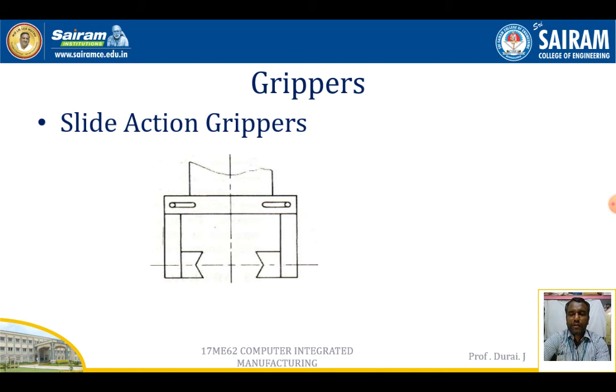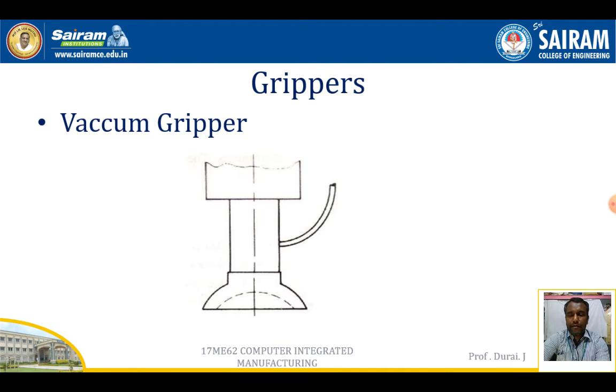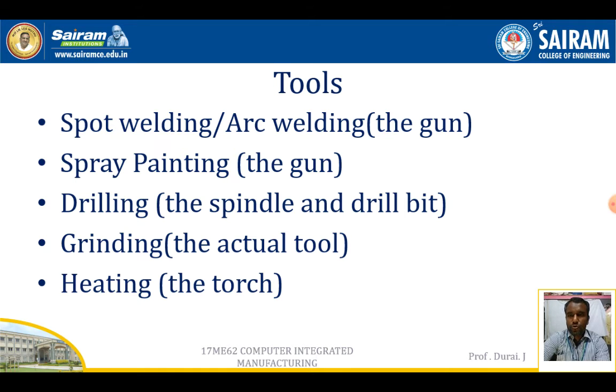Then comes the next thing, tools. There are different types of tools you can attach to the robots, with the help of which various activities can take place. That is spot welding, arc welding, spray painting, drilling tool, grinding tool, and heating tool. That means a laser torch can be attached to it. From that we can perform various tasks or operations with the help of the robots.